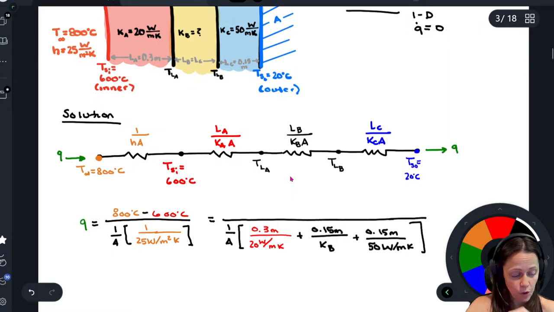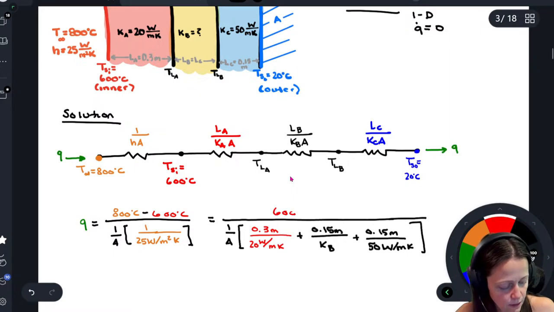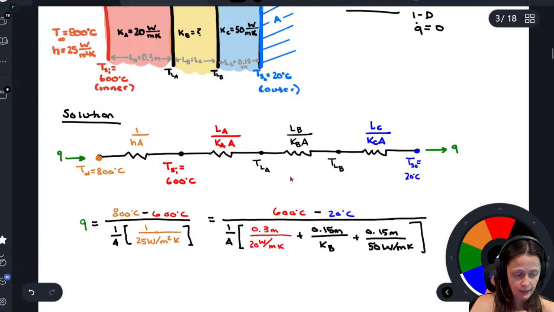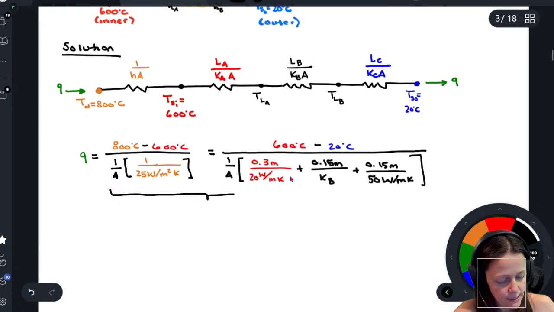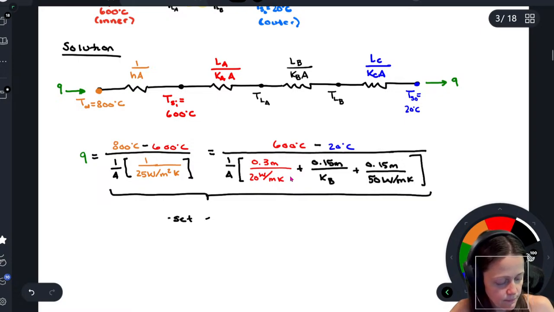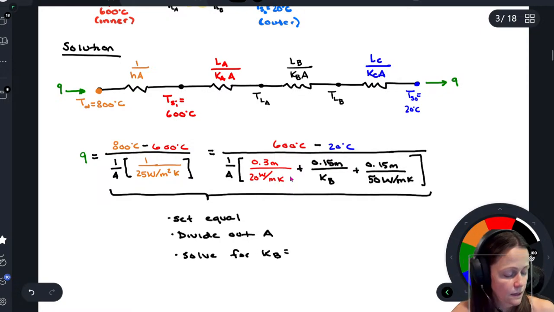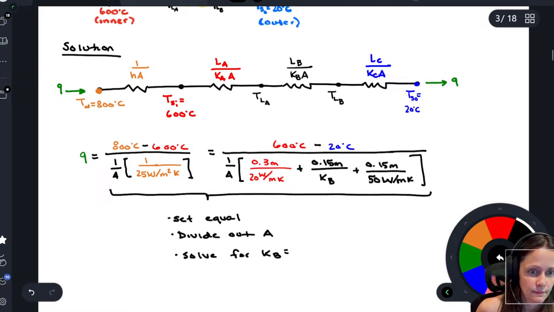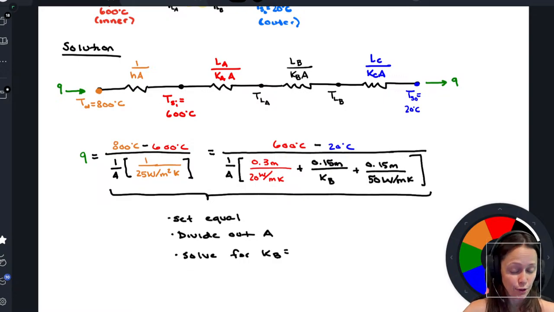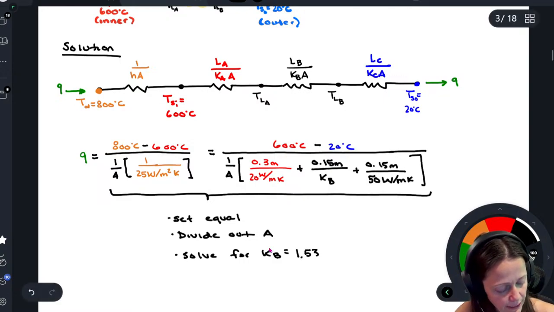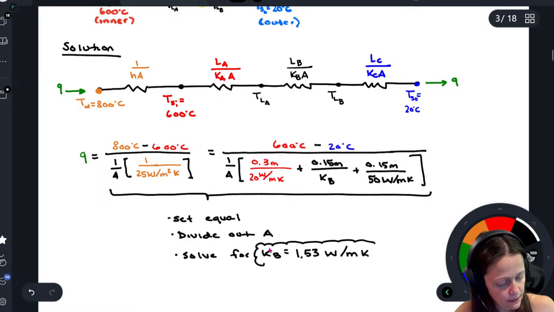And then the temperature difference that I'm looking at there, 600 degrees and 20 degrees. All right. And it's the same thing. Now I'm going to set these equal. I'm going to divide out the area, get rid of that, and solve for that KB. So I end up getting a KB of 1.53, and it's watts per meter Kelvin. And I'll put a happy little cloud around that. Perfect.